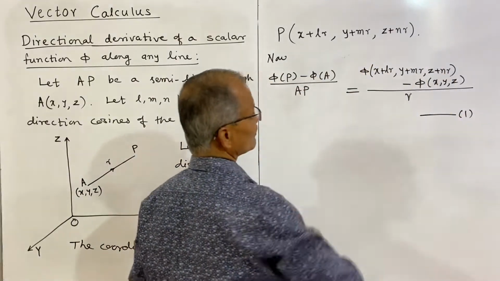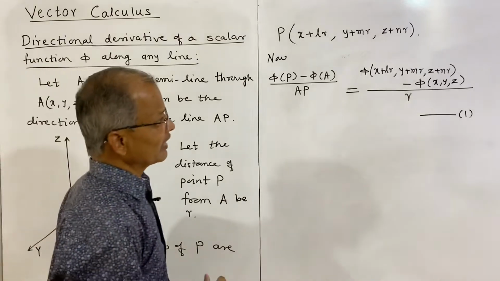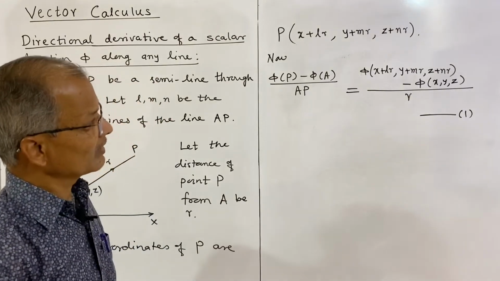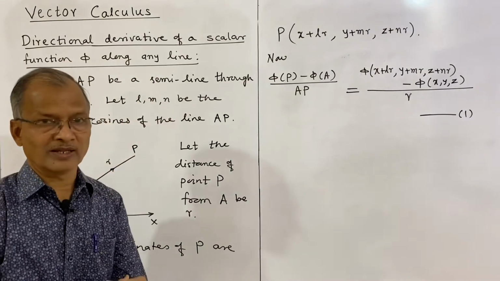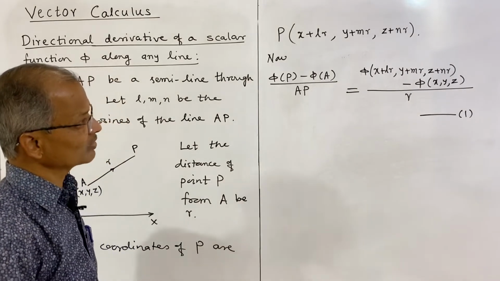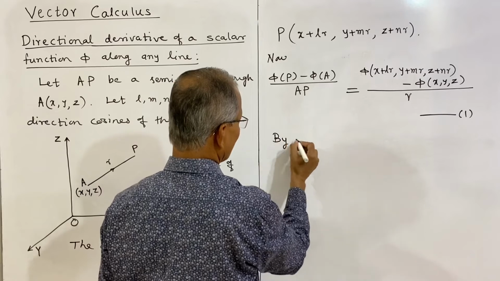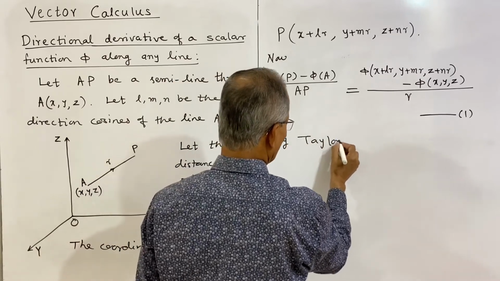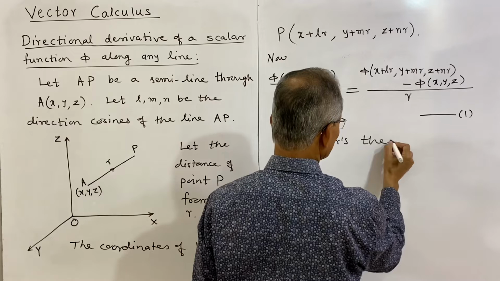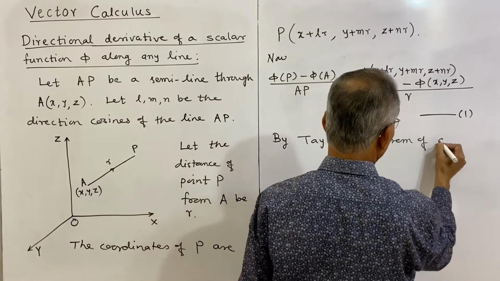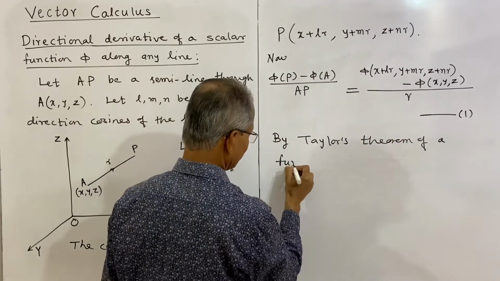We will see what is the value of the numerator, and that we can obtain by Taylor's theorem of a function of 3 variables.